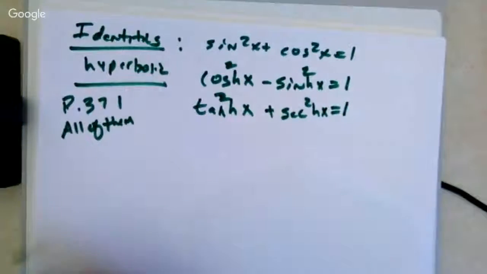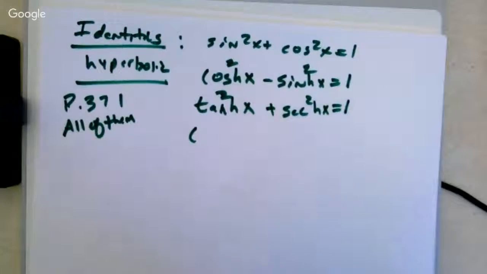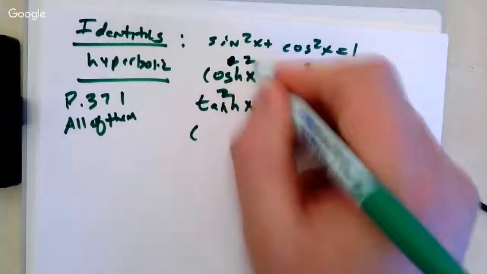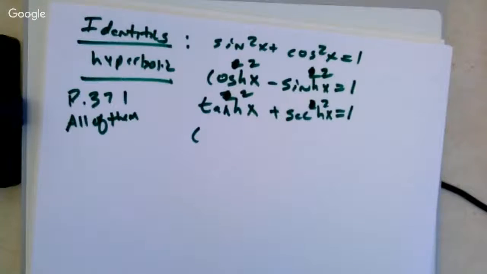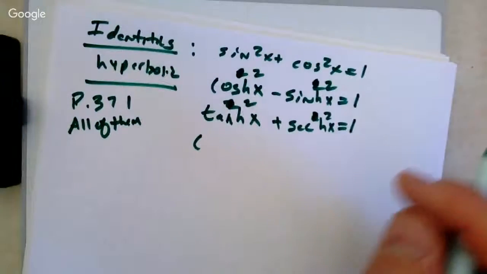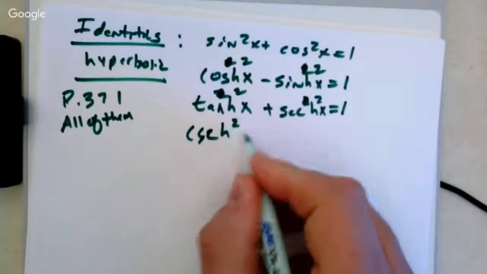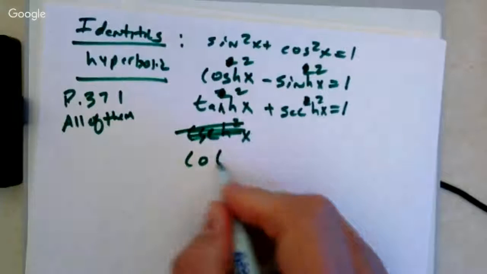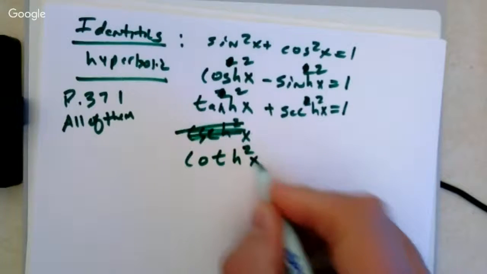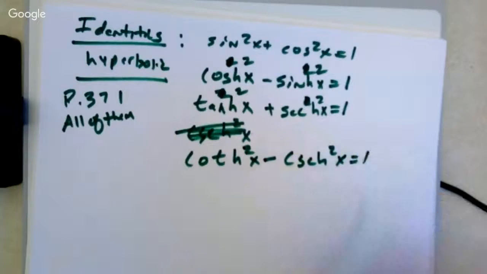Tan hyperbolic squared plus secant hyperbolic squared is equal to 1. Does squared go before the h or after? Let me look that up. Actually it goes after the h. It'd be sine hyperbolic squared, not sine squared hyperbolic. And then, actually, cotangent goes first. Cotangent hyperbolic squared of x minus cosecant hyperbolic squared of x is also equal to 1.